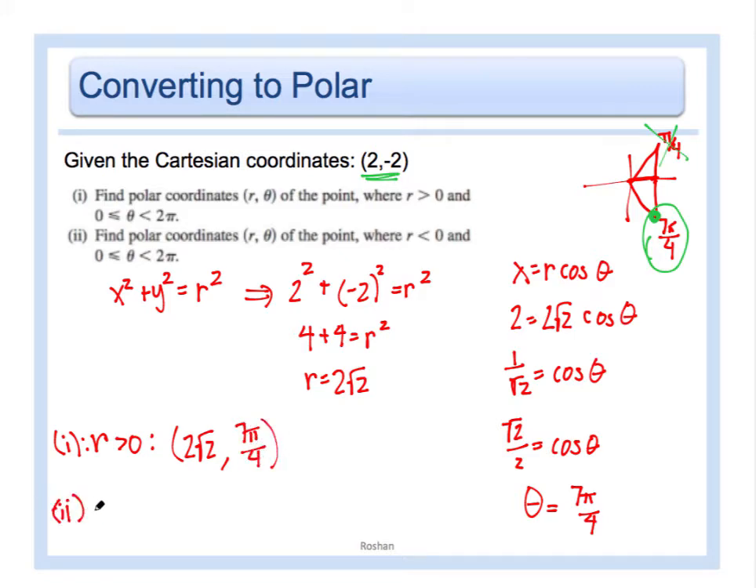In part 2, for r less than 0, I would be using the radius of negative 2 root 2, and I have to think of reflecting this point up here, right? Because this point reflected negative would land me over here as my actual point. We know this reference angle is pi over 4, so this whole thing would be 3 pi over 4. In other words, negative 2 root 2, comma 3 pi over 4 would also land me over here. And so that's my answer to that question.